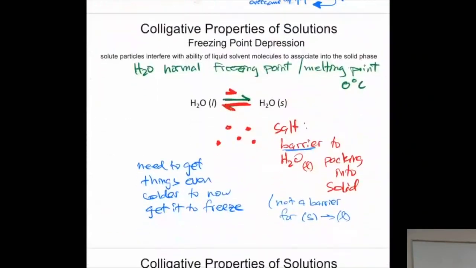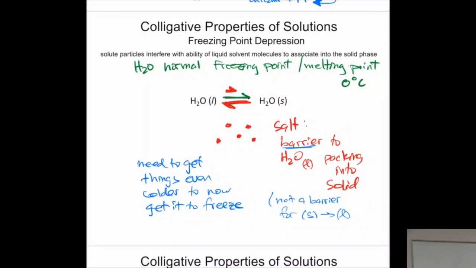And then we ended with using that same concept, those same barriers, preventing, in this case, water molecules from condensing into the solid phase. So it was a barrier for them to come together. It's not a barrier for the solid to melt back into a liquid. That's just fine. So where they were in equilibrium, they're now not in equilibrium because this process, going from solid to liquid, is unchanged by adding non-volatile particles, but it impedes the liquid condensing into the solid. So you have to get things that much colder to get those arrows to match up again.